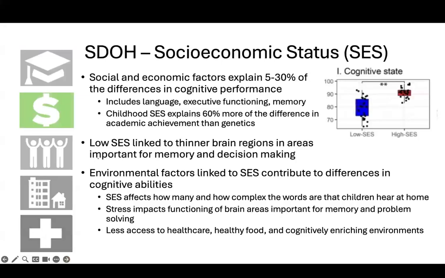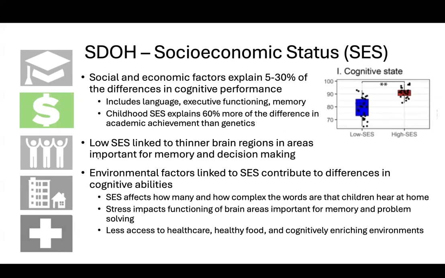And then our next social determinant of health is socioeconomic status, and related to economic functioning. So we're going to be talking a lot about poverty in this slide. Social and economic factors explain 5 to 30% of differences in cognitive performance. This is noted in domains including language, executive functioning, and memory.